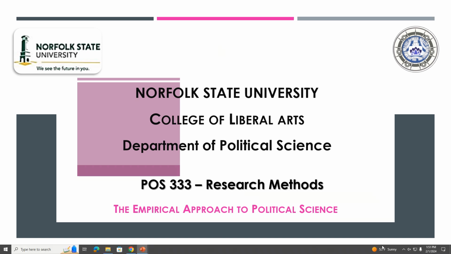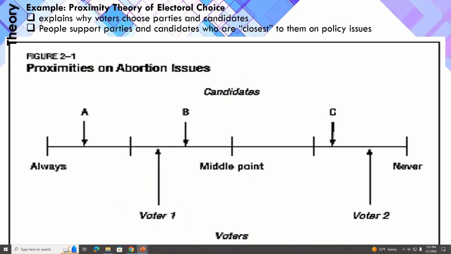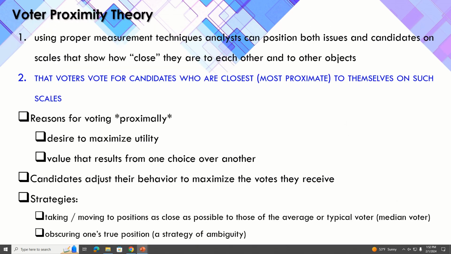Issue, you have to ask yourself as the candidate, what is the sort of general consensus? Where should you be? And so voter proximity theory, or proximity theory of electoral choice, sometimes theories have different names to them. But voter proximity theory explains why voters choose parties and candidates. Generally we think that voters will vote for candidates who are closest to them on positions and issues.